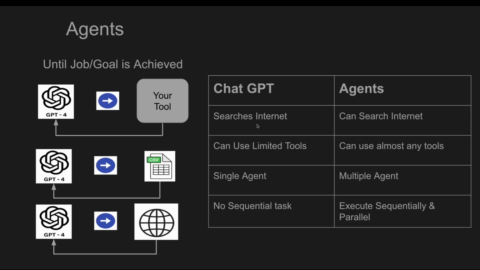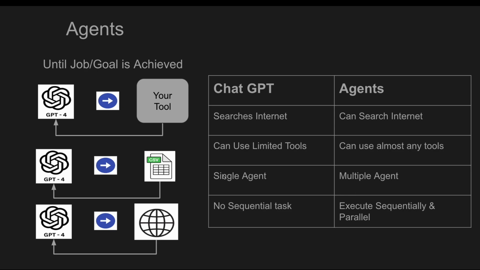Now, what is the difference between ChatGPT and agents? ChatGPT can search the internet, and so can agents. You can do many other things. ChatGPT is allowed a limited number of tools, although you can have custom ChatGPT, it is still quite limited. But agents, on the other hand, can use almost any tools that you define. You can make a tool to do a certain task that can be on a system level, like, hey, do something with a file on my computer, or many other use cases. So really, imagination is the limit.